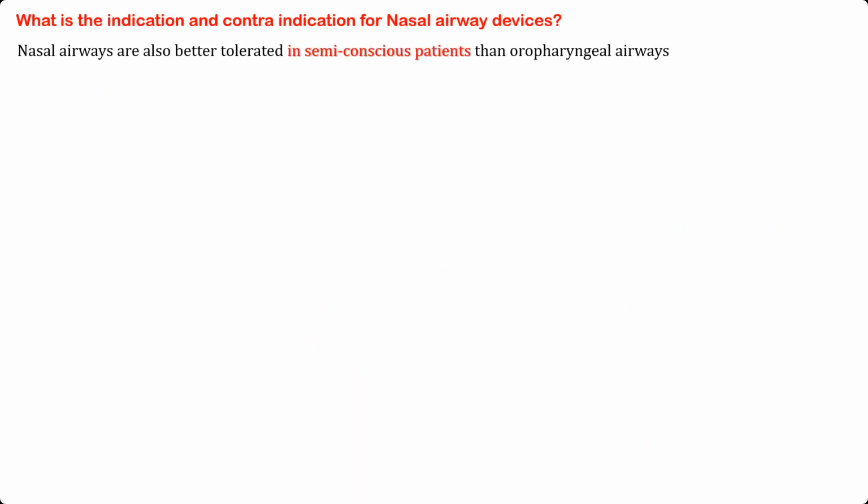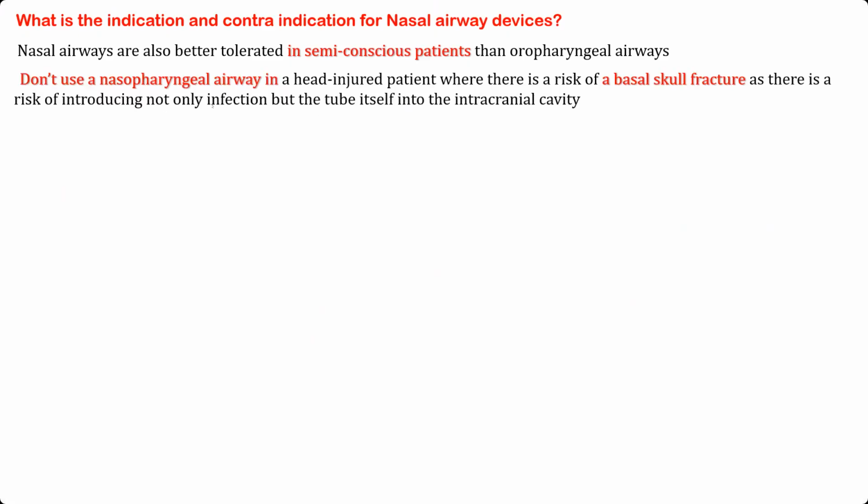Okay, and what are the indications and contraindications for nasal airway devices? Especially in trauma, when you have a head injury patient, which patient should not have any nasal instrumentation done? Base of skull fracture. Fantastic. That is the most dangerous thing. The indication is when the patient is semi-conscious; they tolerate a nasal airway better than an oropharyngeal airway. So that is the indication.